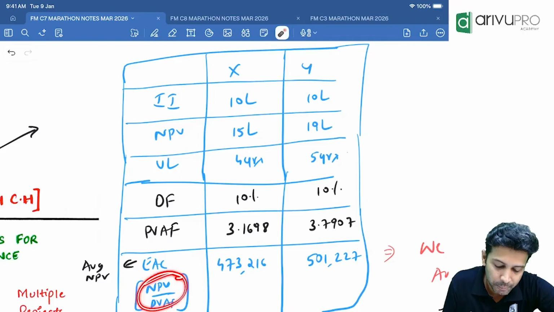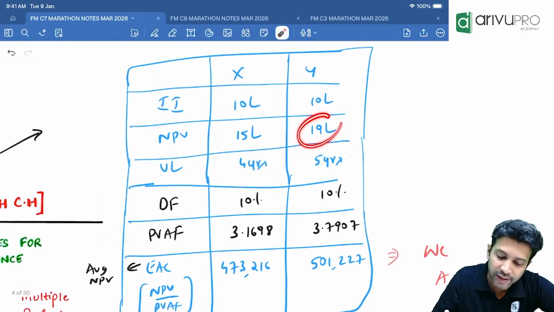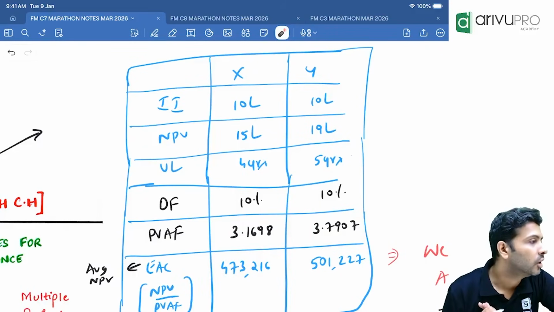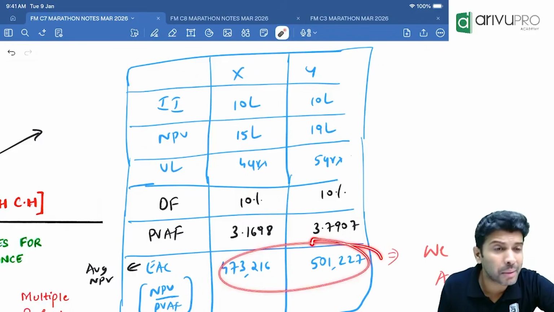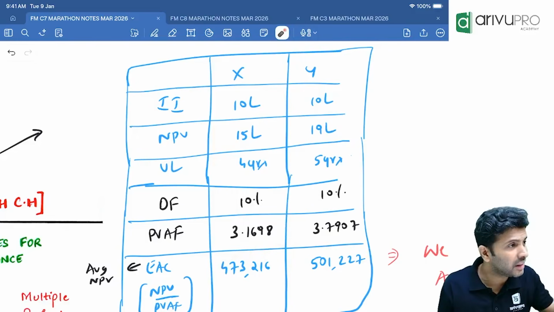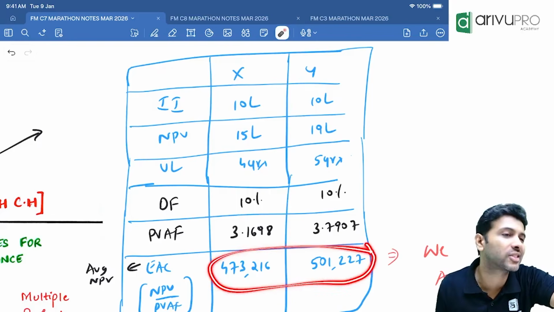That's what I've written here. NPV divided by PVAF. 4 lakh 73,216. 19 lakh divided by 3.7907. 5 lakh 1,227. What is this number? This is your average NPV, considering time value of money. Now you do the selection based on this.